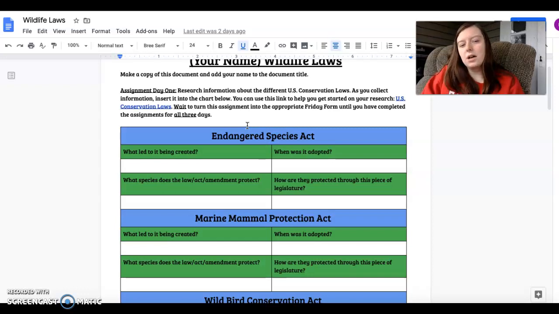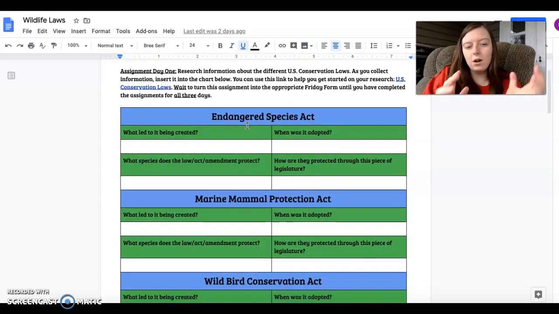Mostly that's going to tell you when it was adopted and the purpose of it, I think. But you might have to do a little more looking for some of the other questions that we've included. And then, of course, make sure you wait to turn this assignment into the appropriate Friday form until you have completed the assignments for all 3 days. So we're just talking about day one right now, so you'll still have 2 days after this to work on this assignment and get it all compiled before you want to turn it in.